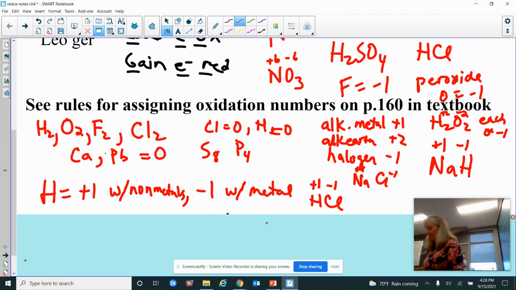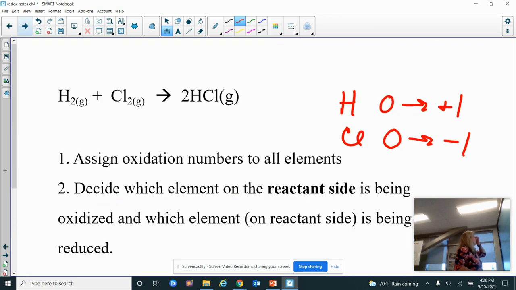The last one on there is for the halogens, group 7A or group 17. It's -1 when they're combined with metals. So we're talking about chlorine, fluorine, bromine. They're -1 with metals, but with nonmetals, they can vary. Especially with oxygen. With other nonmetals, they're usually -1, but with oxygen, they're going to be all different oxidation numbers.